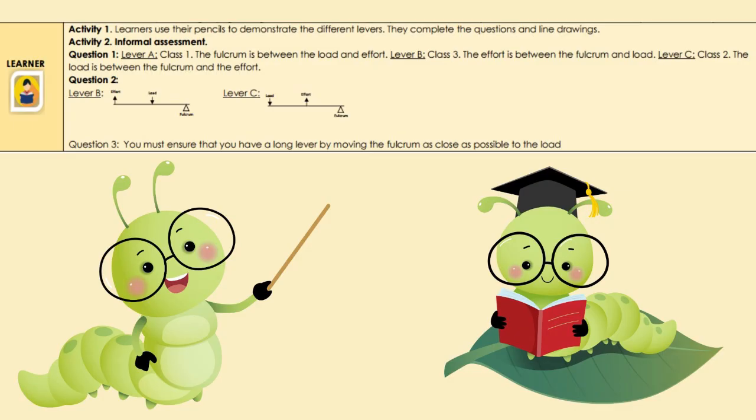Activity 1. Learners use their pencils to demonstrate the different levers. They complete the questions and line drawings. Activity 2. Informal assessment.